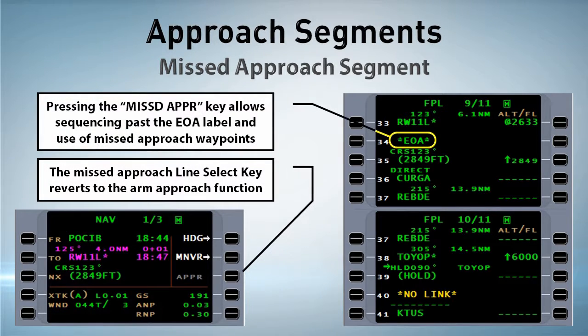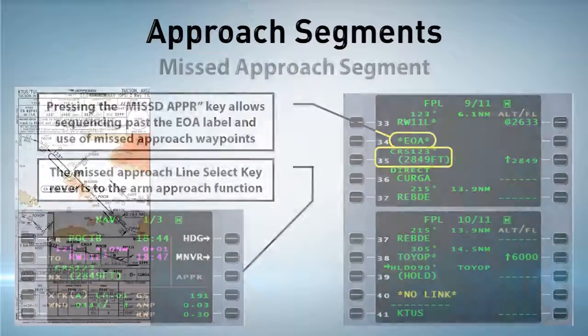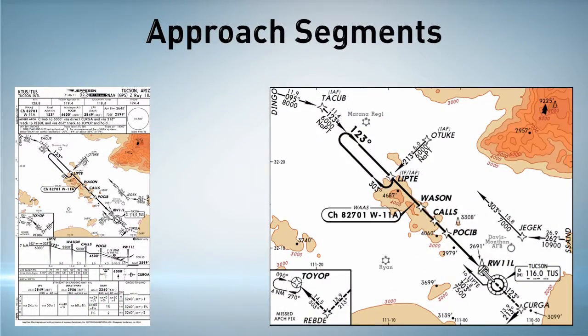If I decide to go around, I must get past this end of approach gap. One of the functions of the missed approach line select key is to remove the approach gap. Without the EOA, the FMS crosses the missed approach point and enters the first leg of the missed approach instructions. The EOA is not gone from the flight plan. Notice this leg. It is designed by ARINC 424 and entered by Jeppesen to keep the aircraft going down runway centerline while you climb to a safe altitude. Here is a quick summary of the approach segments.